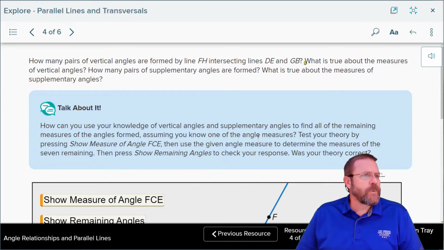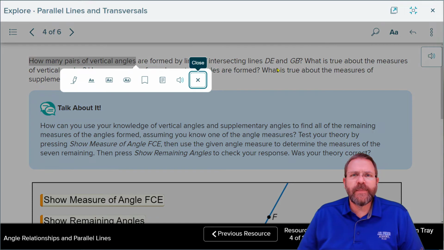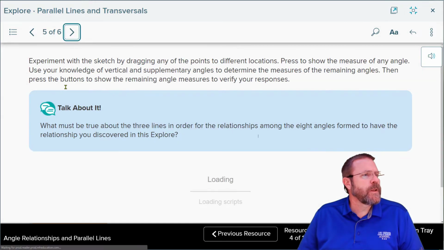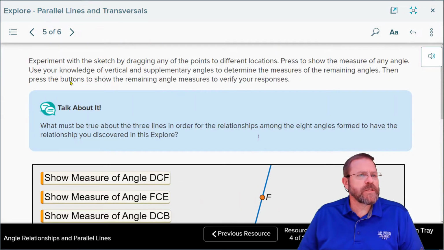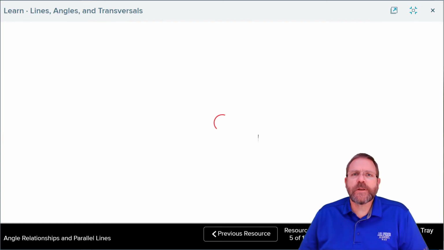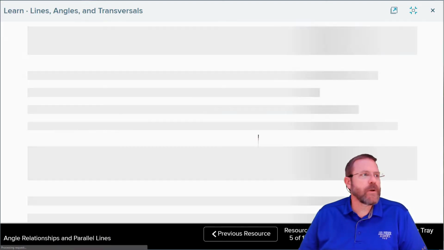From here, the textbook's wanting to ask you how many pairs of vertical angles, but they haven't defined that yet, so we're going to skip that one and get into the actual definitions of this lesson and learn how everything works.